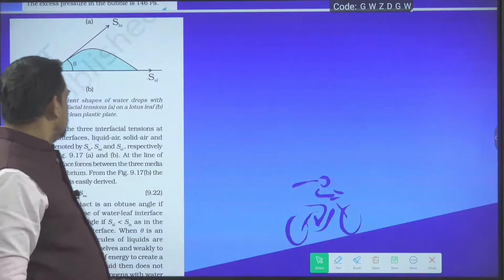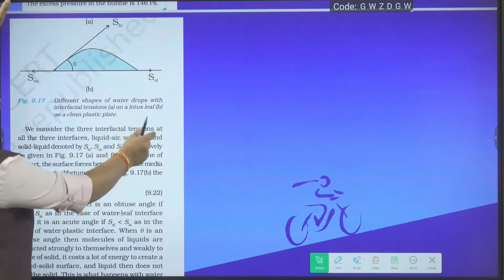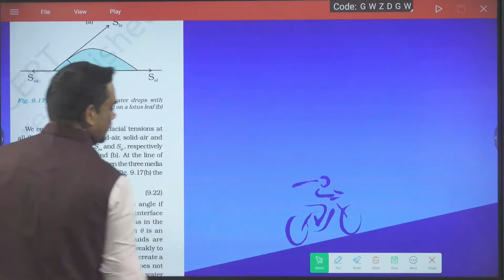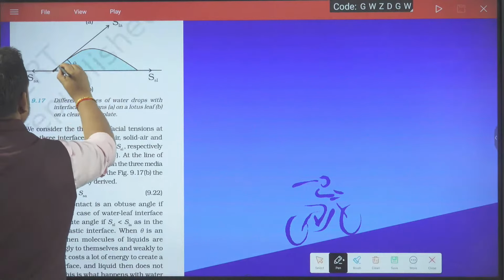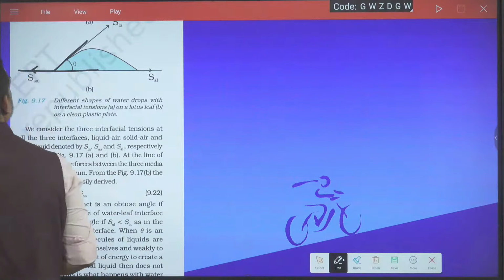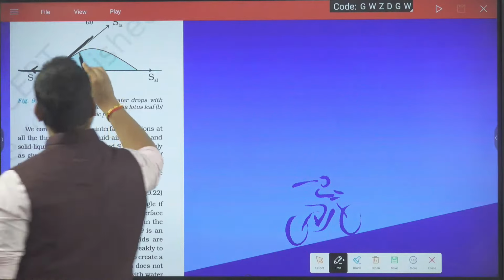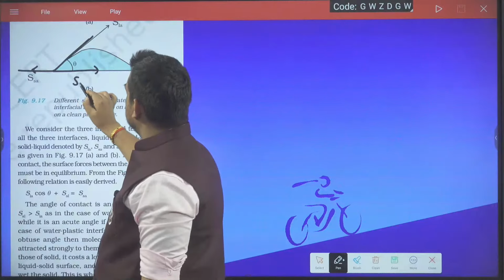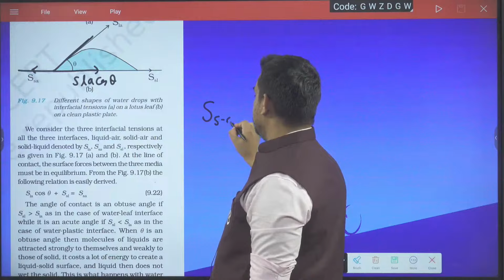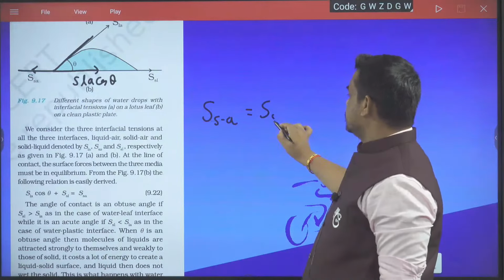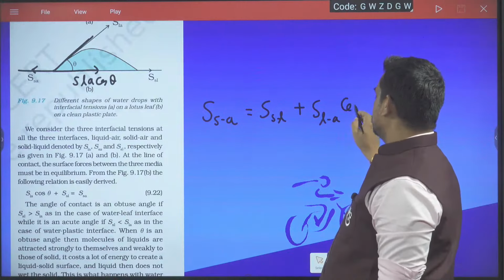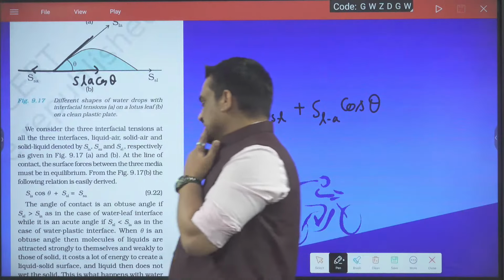Okay, in this one we consider three interfacial tensions, all three interfaces: liquid-air, solid-liquid, and solid-air. One interfacial tension will be in the liquid-air, one in the solid-liquid, and one in the solid-air. If we take the component along this one, it is S_LA cos theta. If I balance, then S_SA is equal to S_SL plus S_LA cos theta. So this is written here.